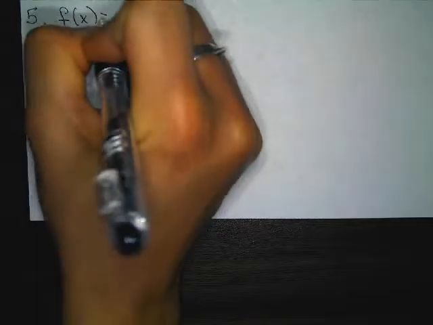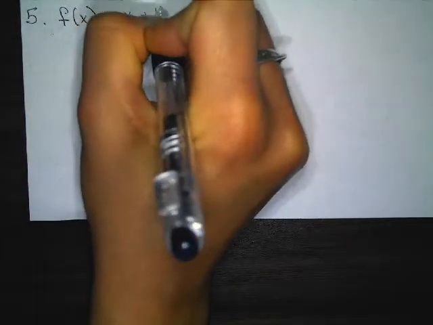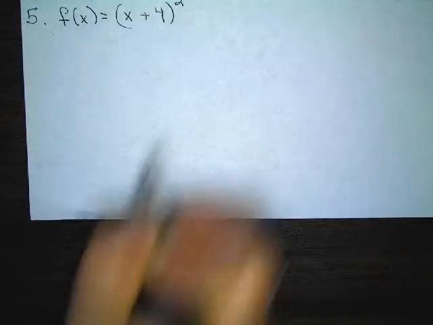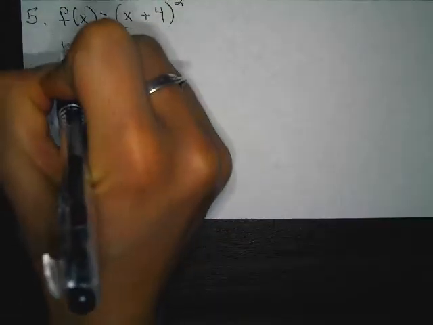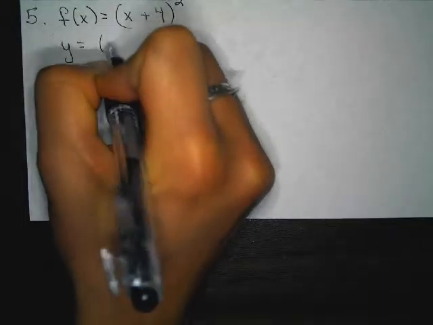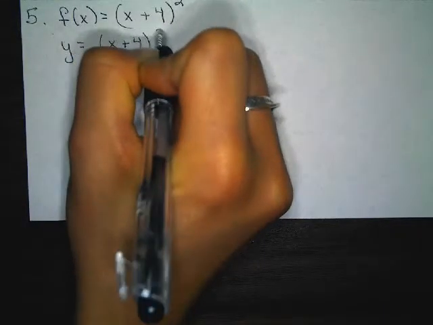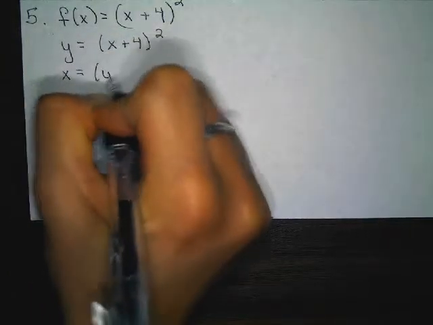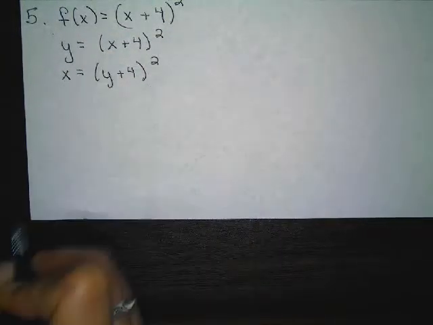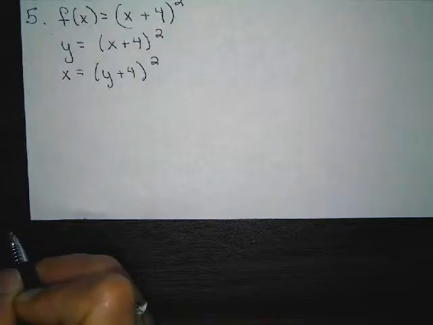Let's do one more for good measure. Let's say we have this type of function where f of x equals (x plus 4) squared. Well, first thing we got to do again is change this to y. So we have y equals (x plus 4) squared. Now we'll switch x and y, and then solve for y.